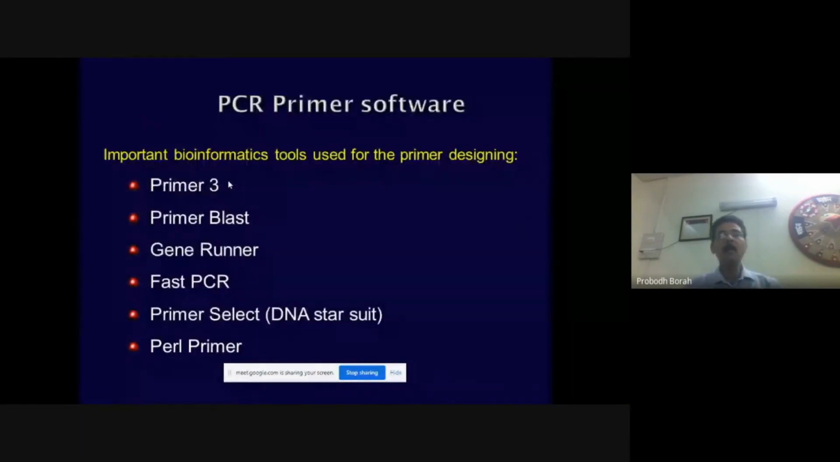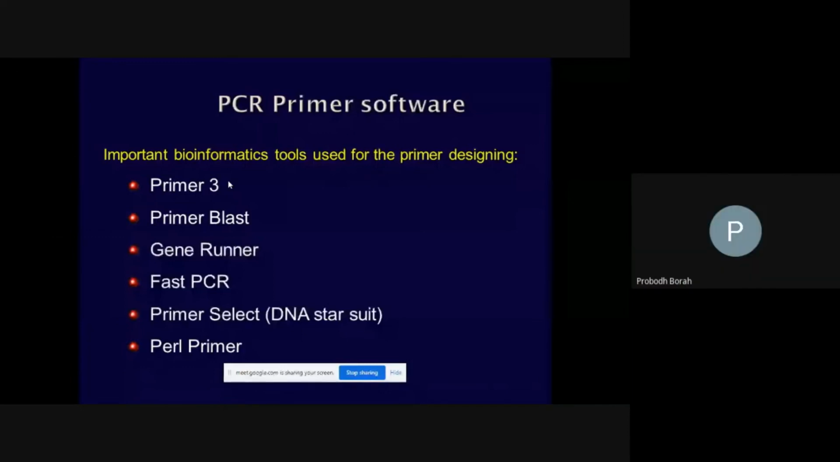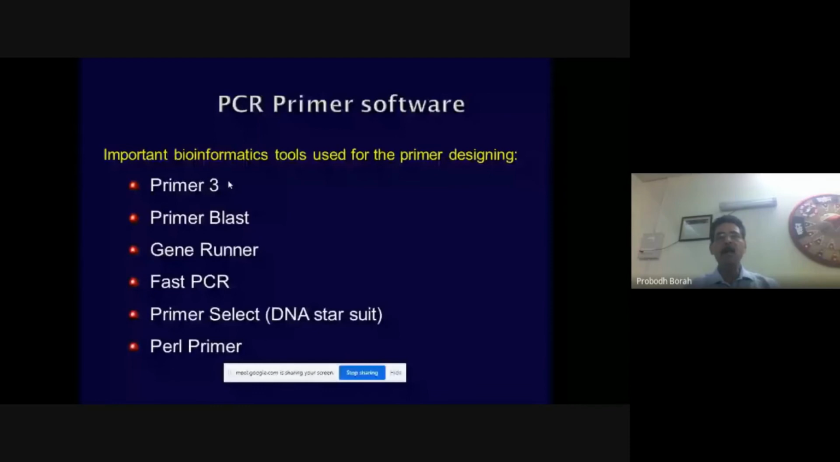So these are all attributes, all these ideal properties. Many different online and offline primer designing softwares have been designed. They will take care of all these parameters and give us the sequence of the primer pairs suitable for amplification if we provide the template sequence. So there are several options with us.